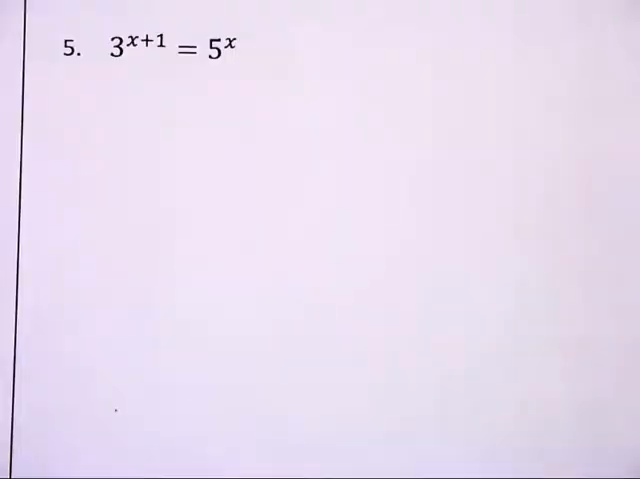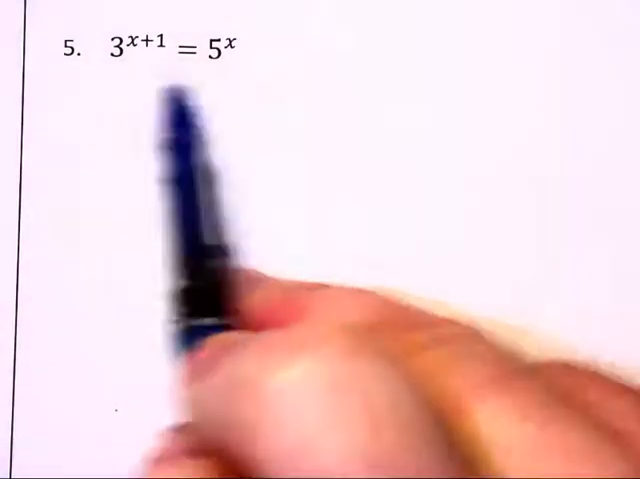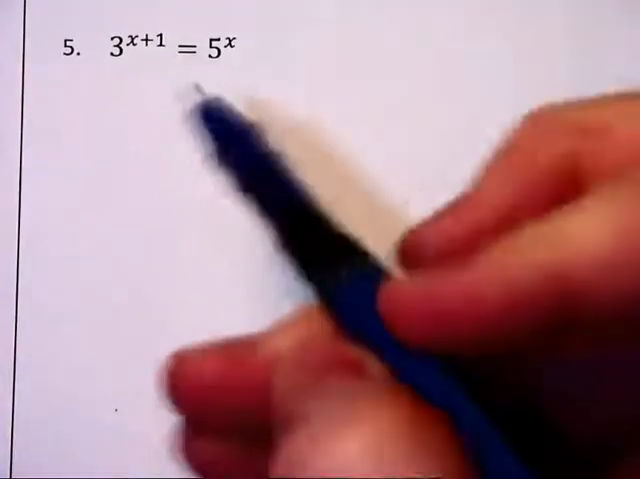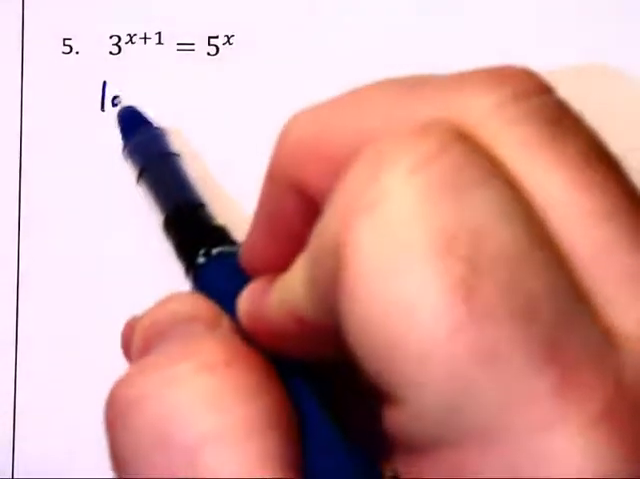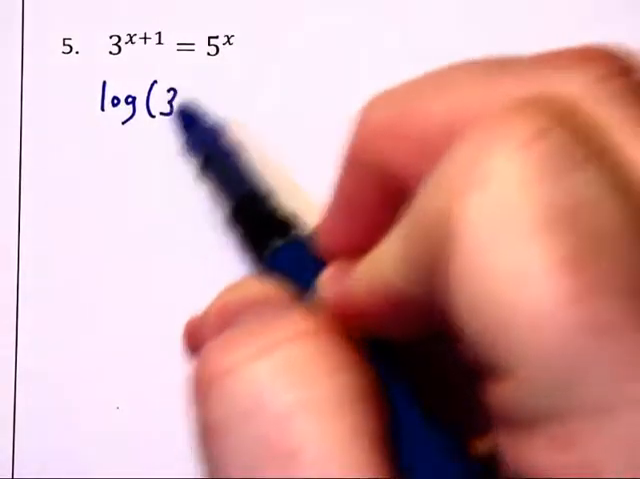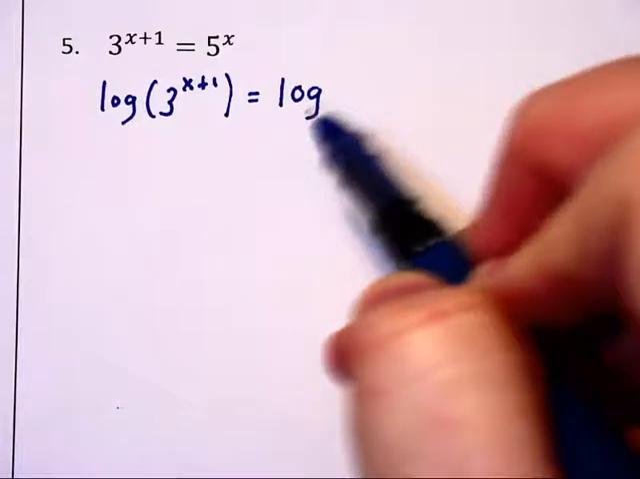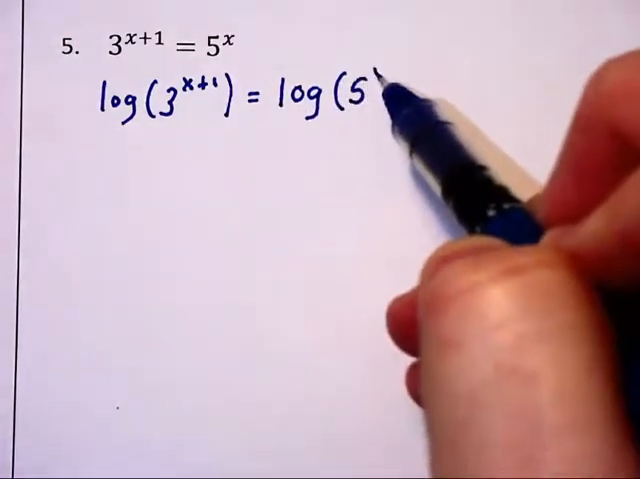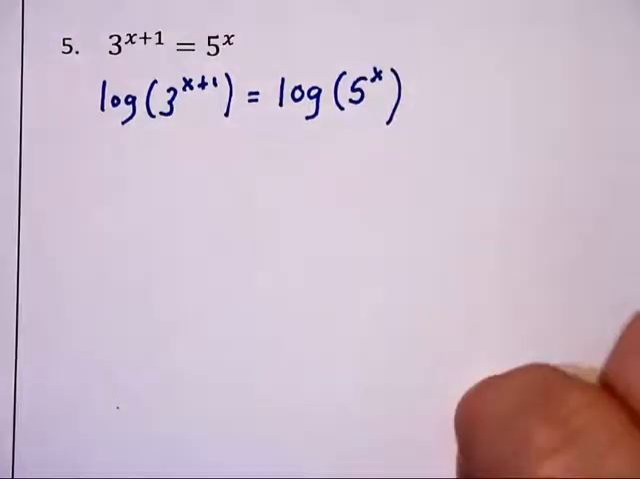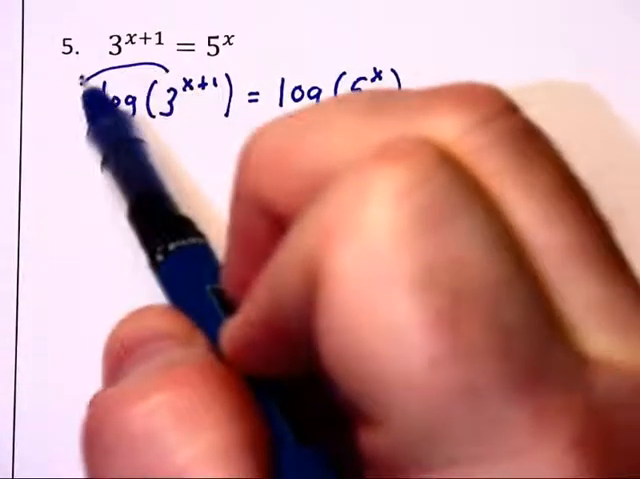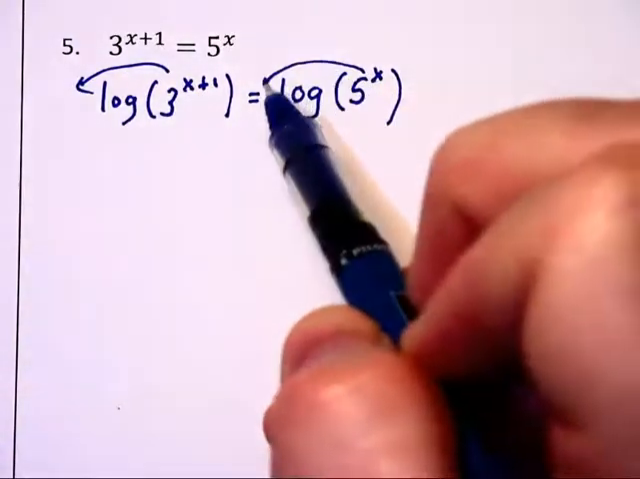Let's try another problem where our x's are trapped up in the exponents and we do not have the same base. Again, I'm going to need to take the log of each side. So log of 3 to the x plus 1, and by the way, I'm taking the common log. I could be taking the natural log of each side and we'd still get the same answer. Now that I've taken the log of each side, I'm able to bring these exponents out front.